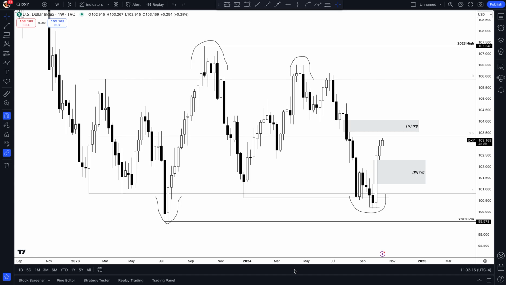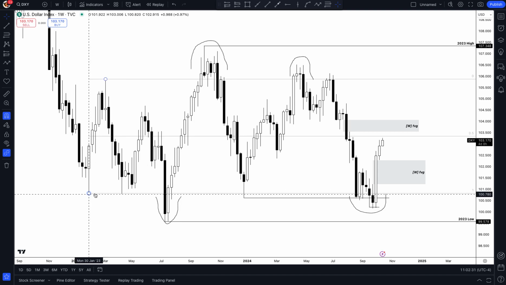Here's my weekly outlook for DXY, EU, and GU for this upcoming week. So starting off with dollar, we'll take a look at this range that we're currently in. And we've been inside this range for the past 2 years.